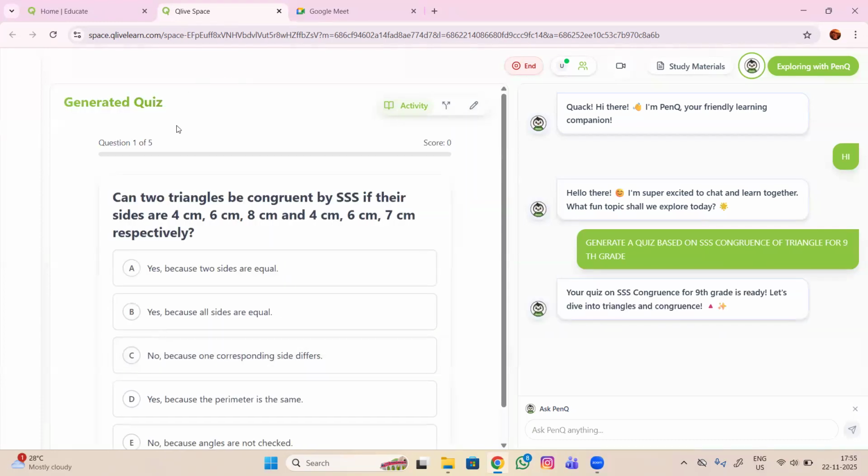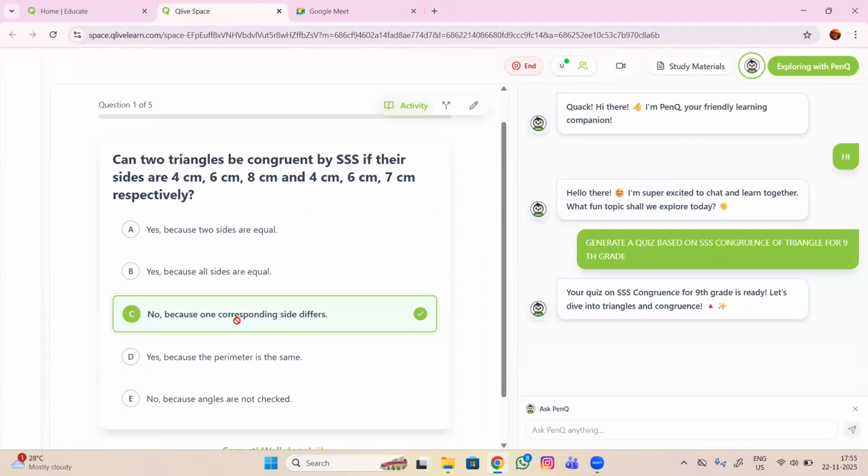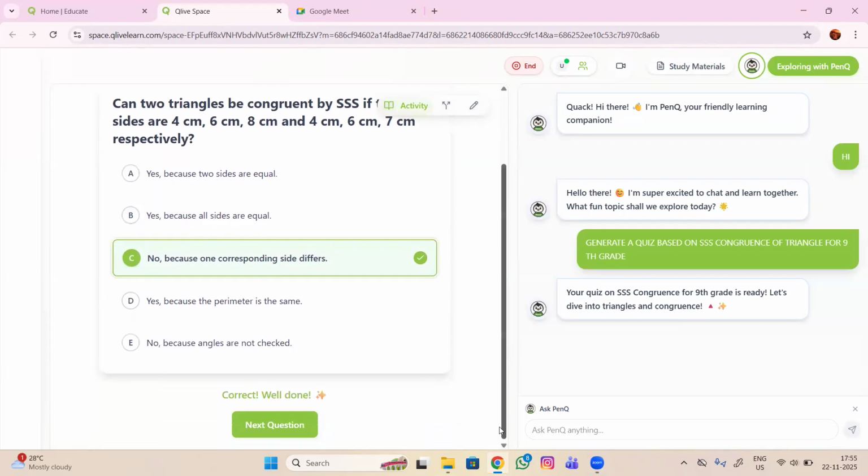Can two triangles be congruent by SSS if their sides are 4, 6, 8 and 4, 6, 7? No, because one corresponding side differs. Yes, that's the correct answer.